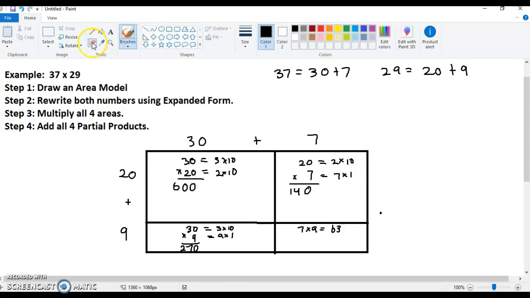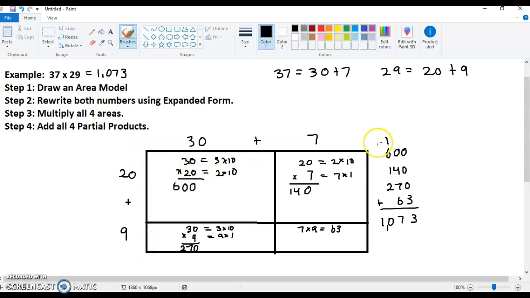So now that we have all four of our partial products, you just add those together. So you have 600 and 140, 270, and then 63. So that's 3. 4 and 6 is 10. 10 and 7 is 17. Or if you don't like that, you can go 4 and 7 is 11. 11 and 6 is 17. Carry the group of 100. 1 and 6 is 7. Plus 1 is 8. Plus 2 is 10. So 37 times 29 is going to get you 1073. And again, the area model is very simple.